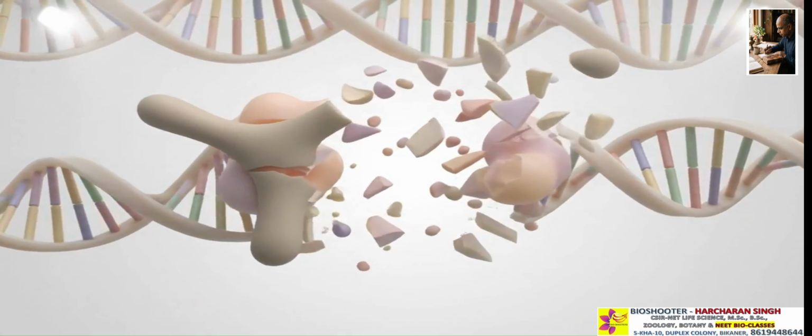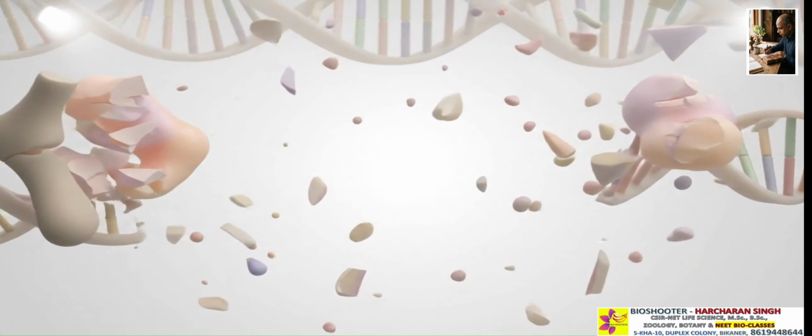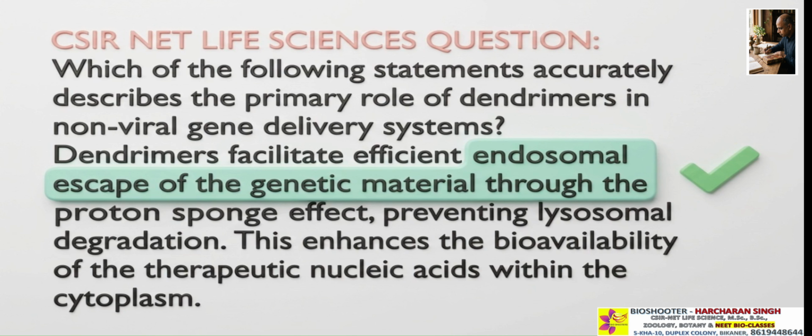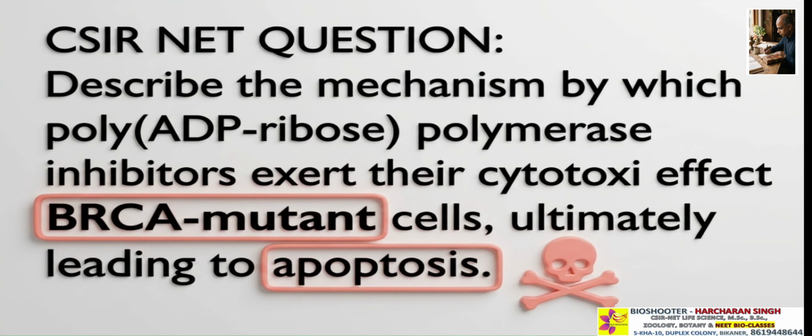lethal double-strand break. As this clinical pathology question details, a healthy cell will easily fix this utilizing homologous recombination, but a BRCA mutant cancer cell lacks HR entirely. It cannot repair the resulting double-strand break, forcing it into targeted apoptotic death.